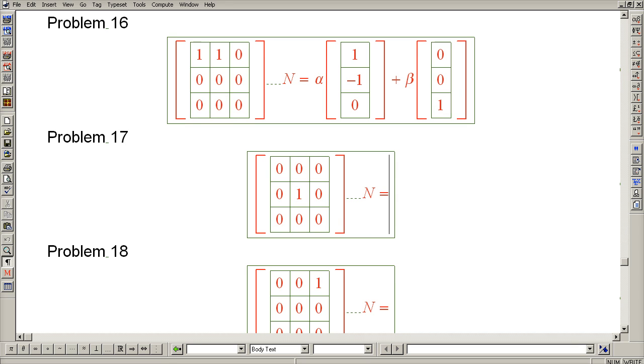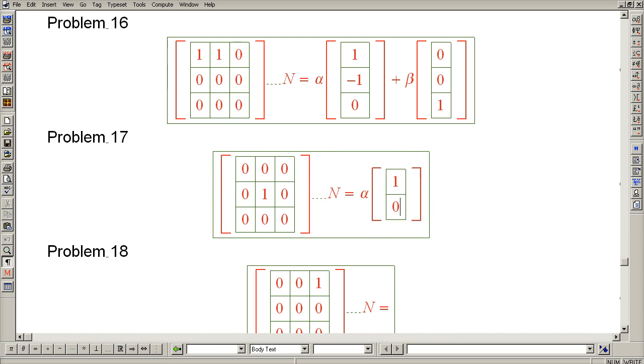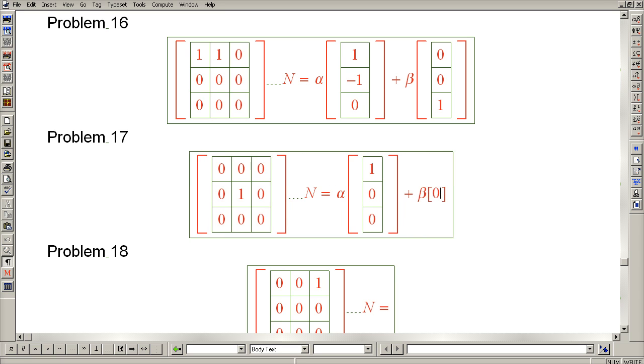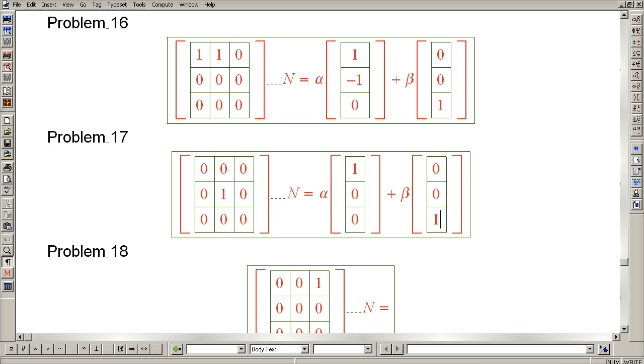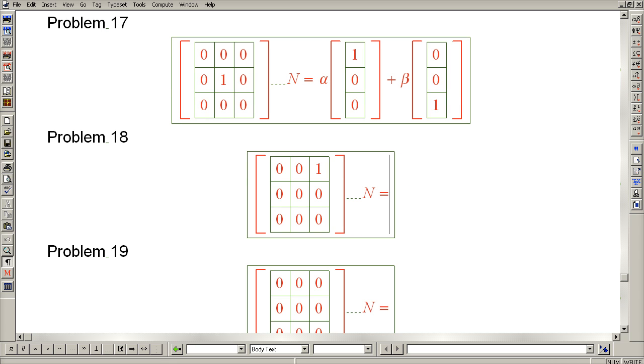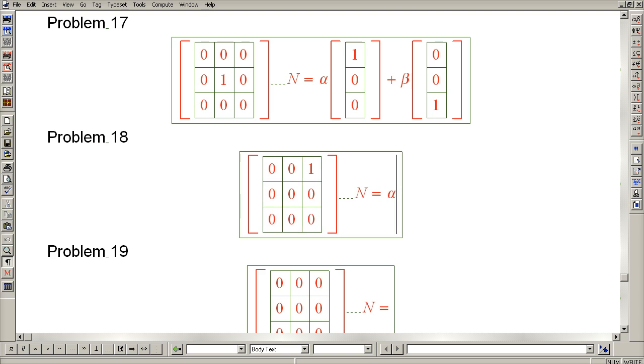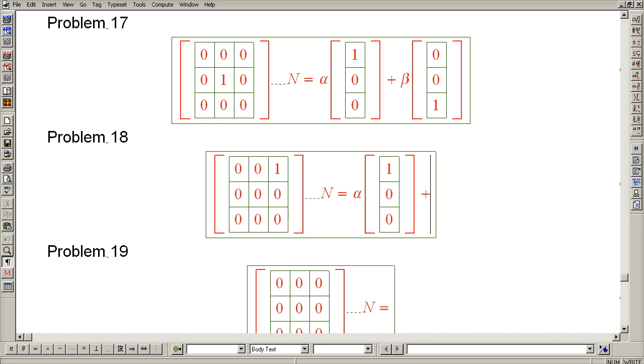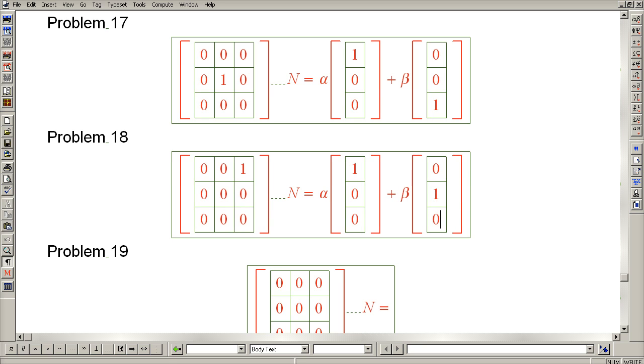Problem 17. Problem 17 has two zero columns, first and third. So there will be two corresponding elements in the null space, and the first one is 1, 0, 0, while the second one is 0, 0, 1. And it would be incorrect to only include one element in the null space, which equals 1, 0, 1. That shortchanges this null space. This null space is two-dimensional. In problem 18, the situation is very similar, except the first two columns are the zero columns. Therefore, the null space consists of 1, 0, 0, and 0, 1, 0.